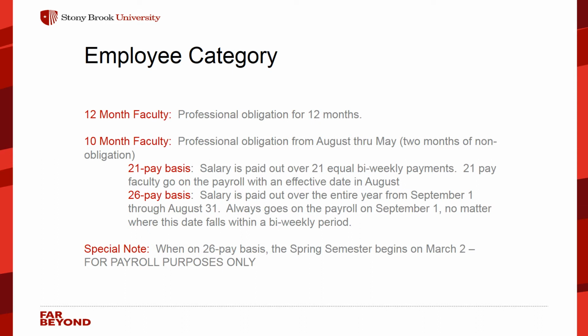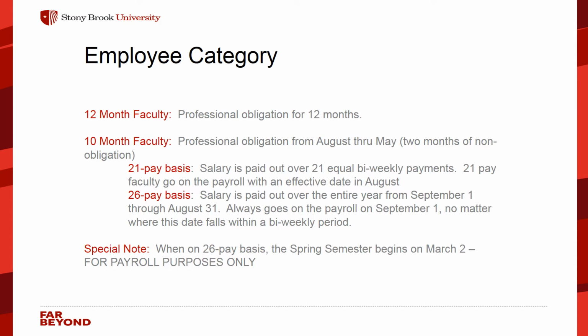If you are on a 21 pay basis, your salary is paid out over 21 equal biweekly payments, if assigned for the entire academic year. You will be entered into payroll with an effective date in August. If only assigned to either the fall or spring semesters, you will receive 10.5 paychecks. For the fall semester, you will be entered into payroll with an effective date in August, and for spring semester, you will be entered with an effective date in January.